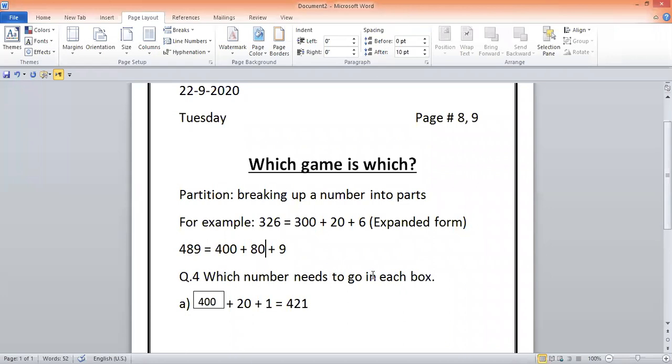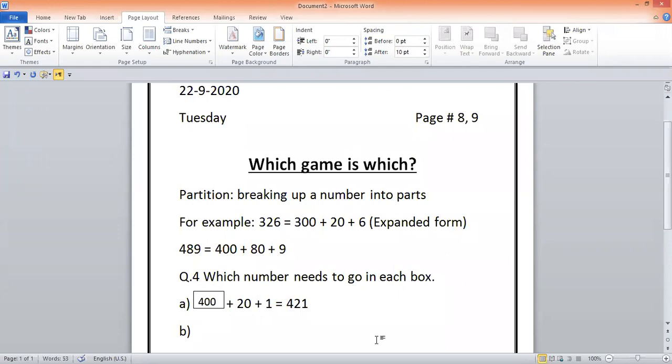Same as which number needs to be in each box? It was 421, and the first box is missing. In the first box, the value is missing. That is 4. So you check the place of 4. 4 is in the place of 100. So what is the value of 4? You have to write it here. The value of 4 is here 400. So I write here 400. That is the answer. Okay. I hope it is clear to you.